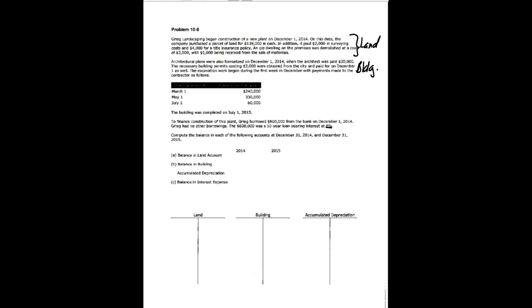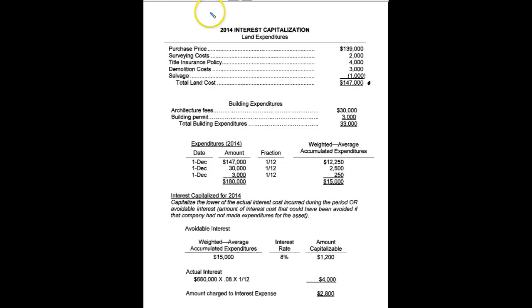Okay, so how are we going to figure out how much interest do we capitalize? Well, first off, we have to arrive at a weighted average accumulated expenditures. Now in 2014, you're going to think it's kind of silly that we bother with this, but this problem kind of illustrates weighted average, and you're going to see probably wouldn't really have mattered if we did this, but when we get to 2015, it'll make a difference.